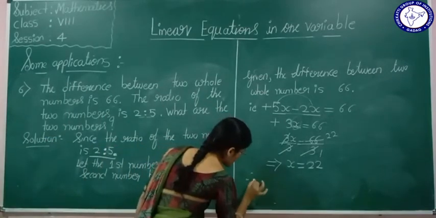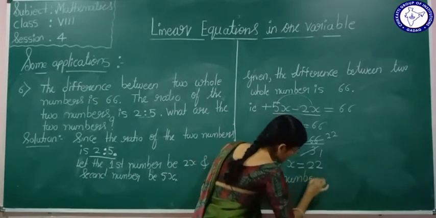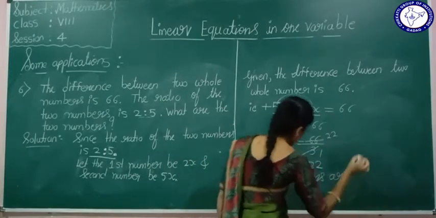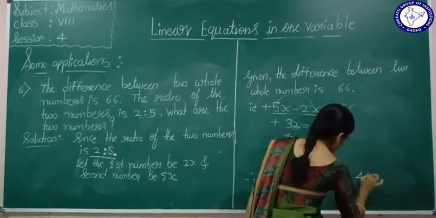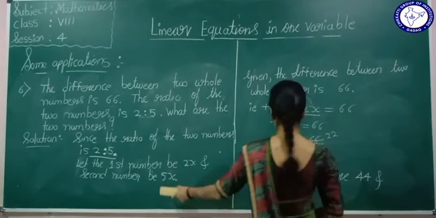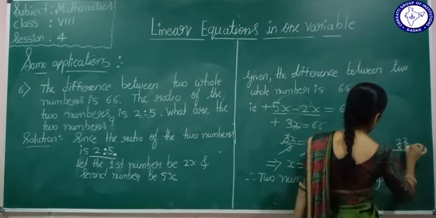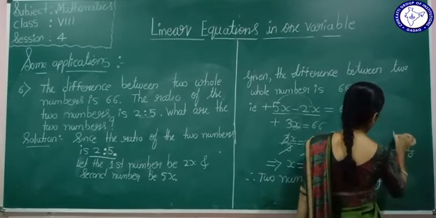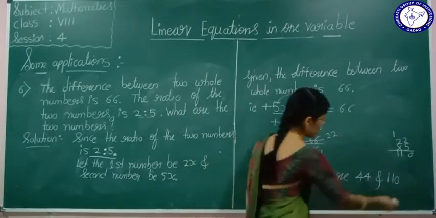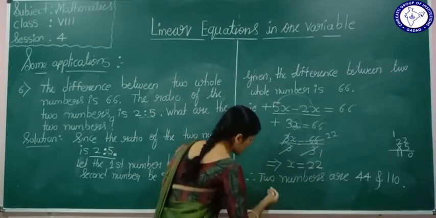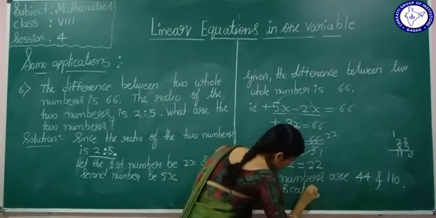So what are the two numbers? Therefore, the two numbers are: 22 twos is how much, students? 44, and 5 times 22 is 110. Therefore, the two numbers are 44 and 110. Now, do the verification of this.